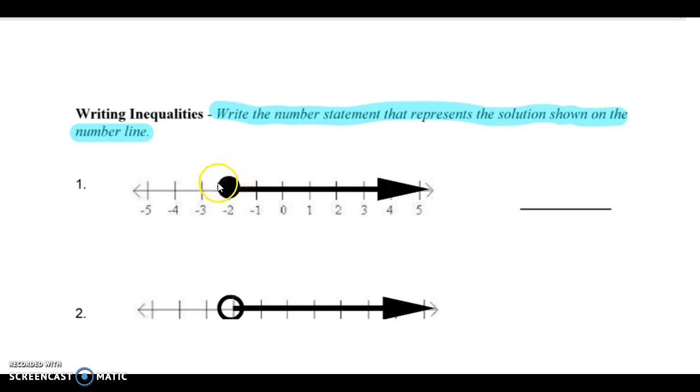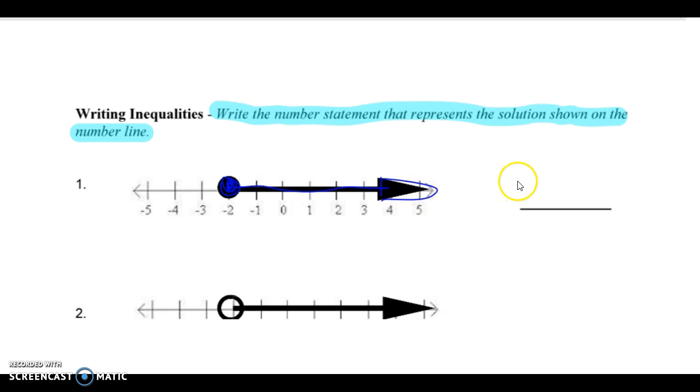We have a closed circle on -2. That means -2 is included, right? Okay. So anything that is -2 and greater than -2 is part of our solution. Notice the arrow represents any number that is even greater than 5. So 6, 7, 8, all of those numbers are part of our solution set. So we need a variable, right? We need a variable to represent the numbers that are being shaded.